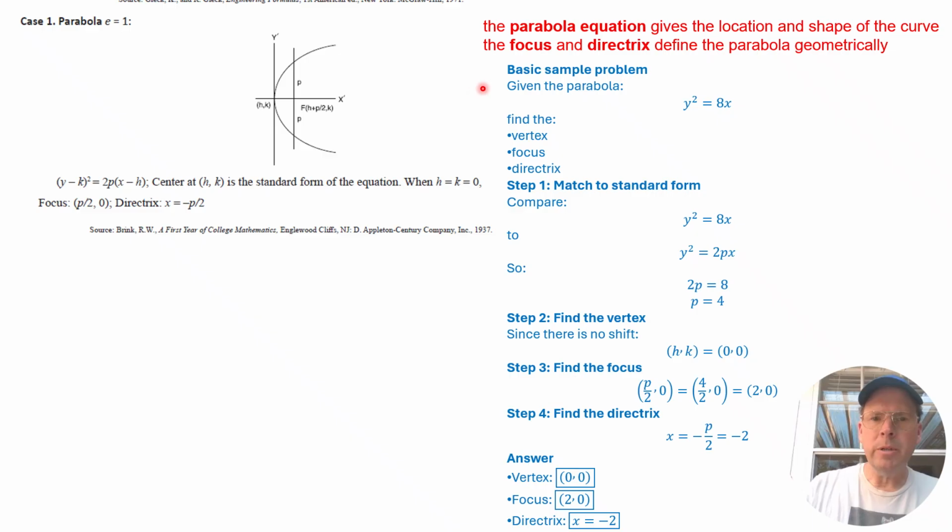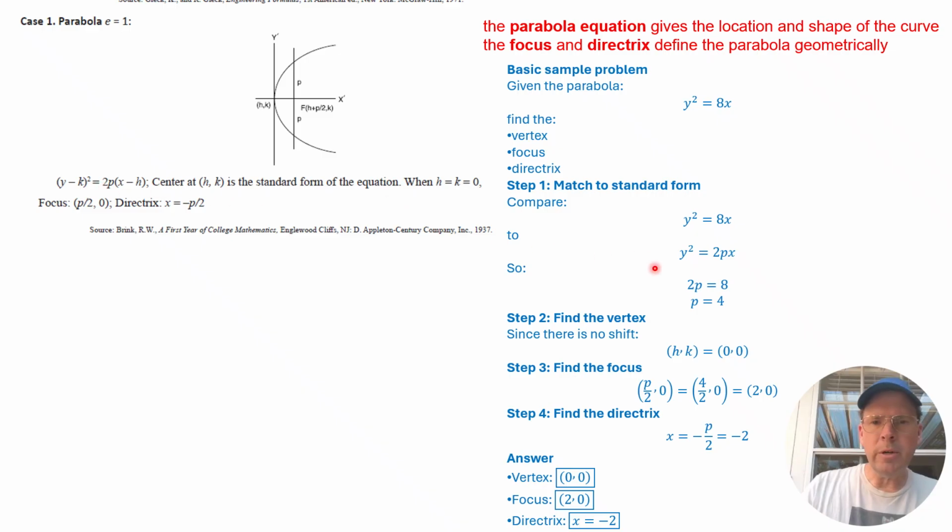Okay, so a basic sample problem. Let's say we're given a parabola, y squared is equal to 8x. We want to find the vertex, focus, and directrix. They give you this in the equation book. It's the standard form of the equation. So I wrote out the equation here and then compared to this equation. Now for the center, I went ahead and set it just like they say, h equals 0 and k equals 0.